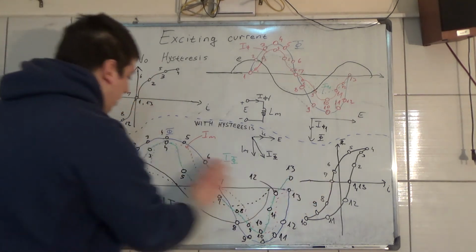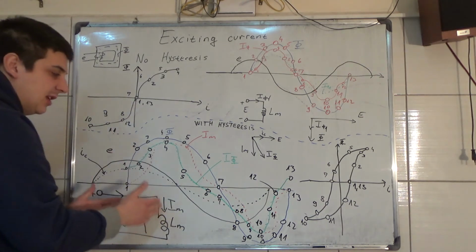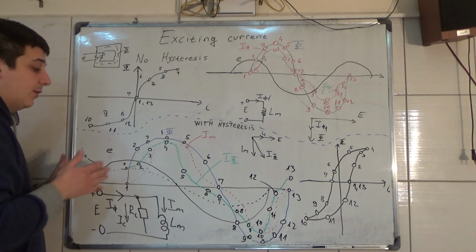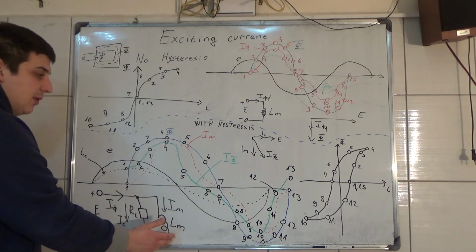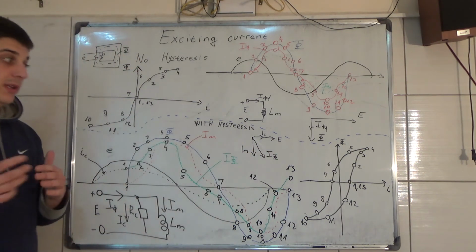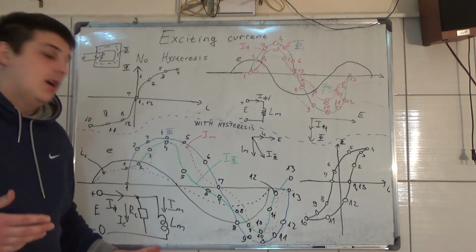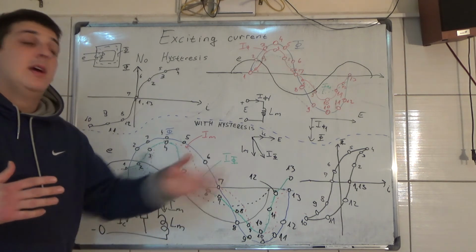This was just the representation of the exciting current with hysteresis loss. This is most important, and this. You will see that in transformers and induction motors, you will see these equivalent circuits.